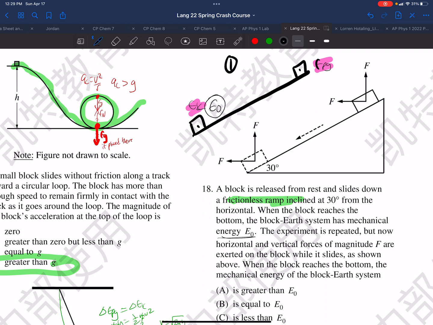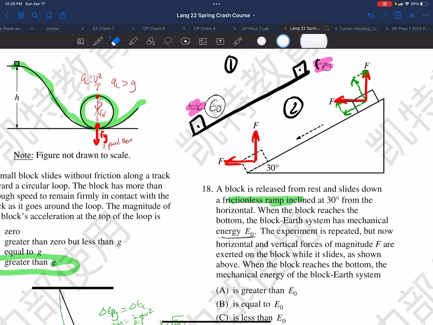So then a second trial is run, a second case is run. And in addition to the block just being released, additional forces are given to it. One in this direction, one in this direction. One in this direction, same forces. Now, what we may notice in looking at these is that we could break the vertical force into those two components. And we can break this horizontal force into those two components.